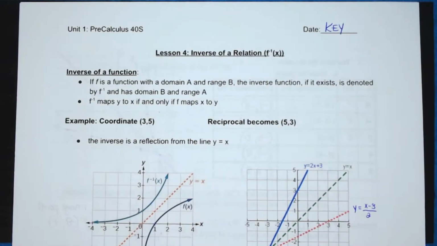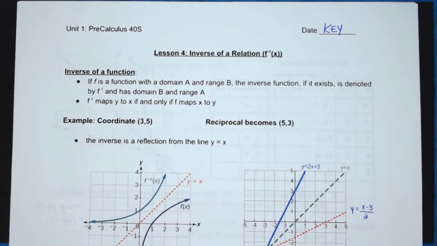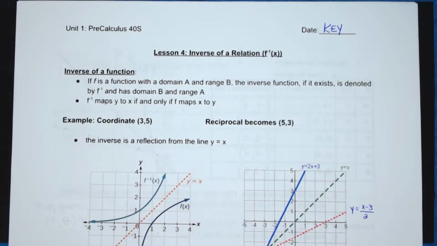Welcome to lesson 4, inverse of a relation, f to the minus 1 of x. So when we talk about the inverse of a function, we have these general rules here. If f is a function with a domain A and range B, the inverse function, if it exists, is denoted by f to the minus 1 and has domain B and range A.